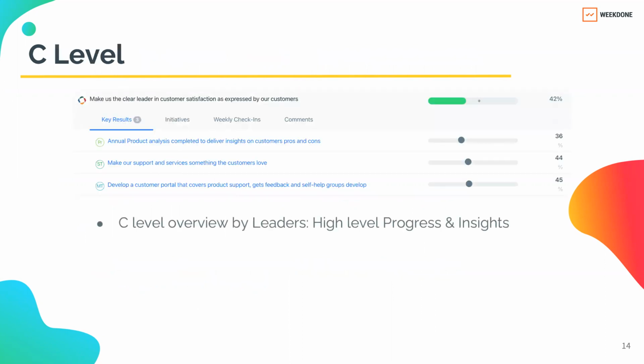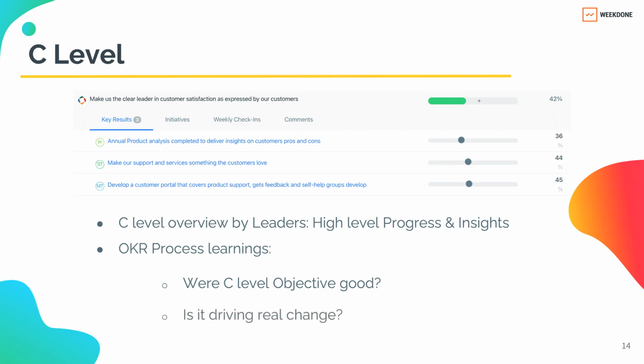If we think about the company level, the first step is the leadership or the C-suite or the leadership team is really about saying, right, okay, as a C-level or CEO, we set the objectives. Are they the right ones? Did they work? How is the OKR process working for us as leaders? Why did we come up with these? Were the C-level objectives good? And what does that really mean? It probably means, are they driving real change?